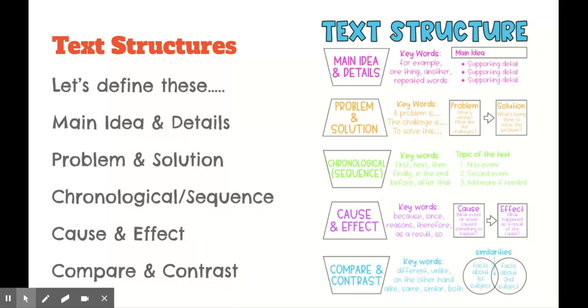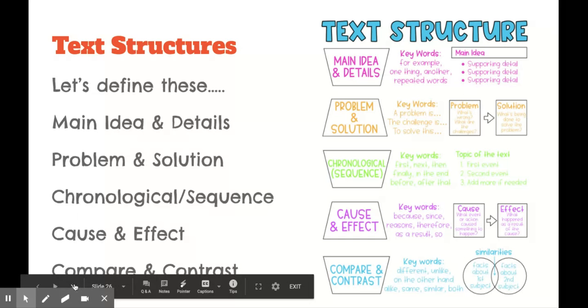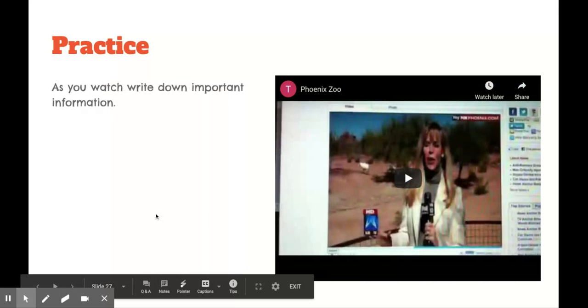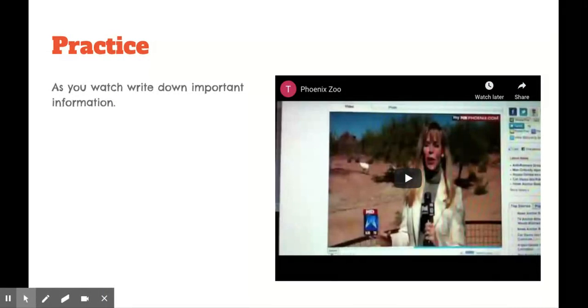So this graphic organizer here gives us a great view of some of those keywords or signal words that we can use for each text structure. Main idea and details, again, this should be fresh in your memory because that's the last text structure we worked with. Everyone should already know how to identify the main idea and details. So we're going to practice now. I'm going to show you this video, and then I want you to write down important information.